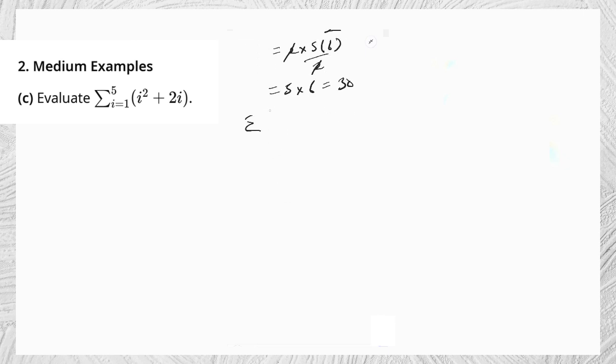For us to get our final answer, all we have to do is add the answers to the separate parts together, and we'll arrive at our answer. So the final answer for the summation of i equals 1 to 5 will give you 55 plus 30. 55 plus 30 will give you 85.